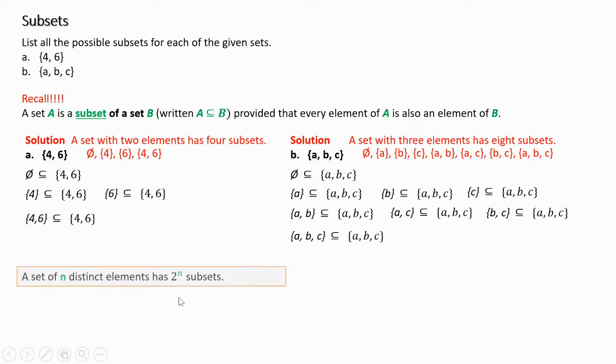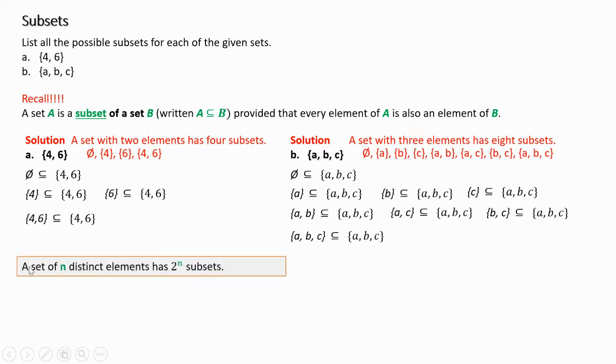Okay, now here's my definition. A set of n distinct elements has 2 to the n subsets. You see if it's true? This was 2 elements, so 2 squared is 4. It's correct. This was 3 elements, so 2 to the 3rd power is 8. That's how you do them.